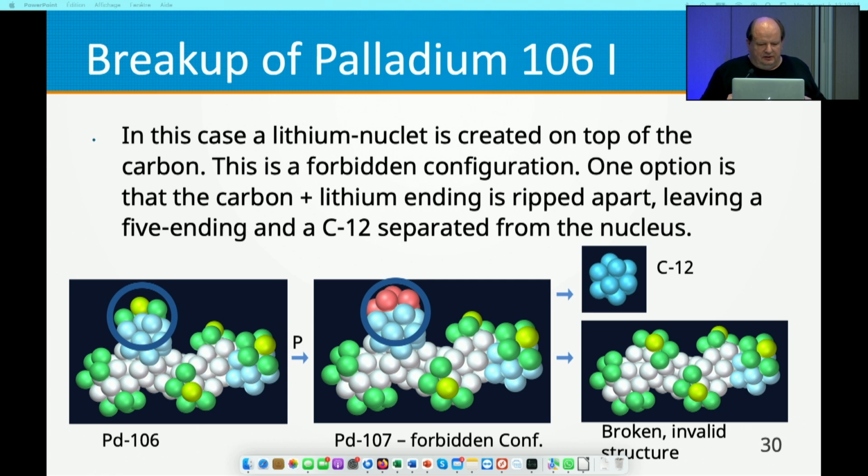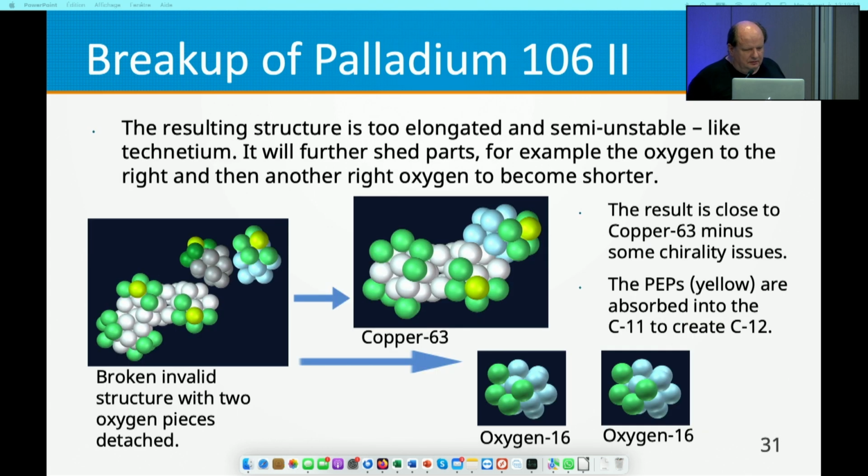And in the end, we end up with a carbon-12, basically, and what is left on the nucleus, again, is what we call 5 ending. That itself would be allowed. But now the thing is too elongated. And that is also why, for example, it is still unstable, like technetium. By the way, in the model, technetium also is one of the most elongated elements, and it is basically the reason that it is unstable, and now it can't grow longer.